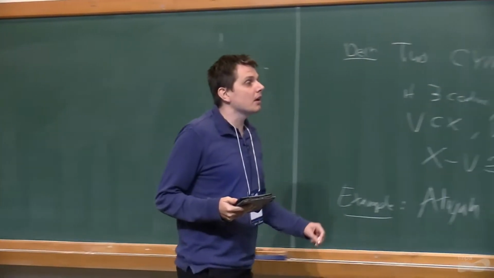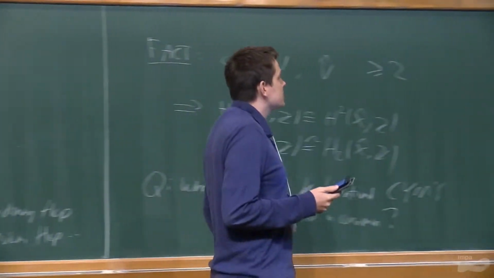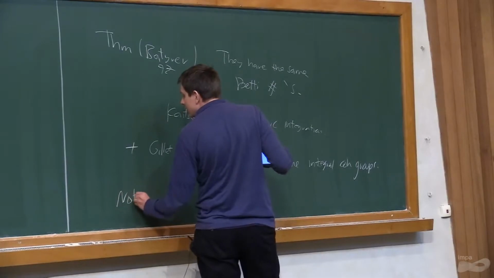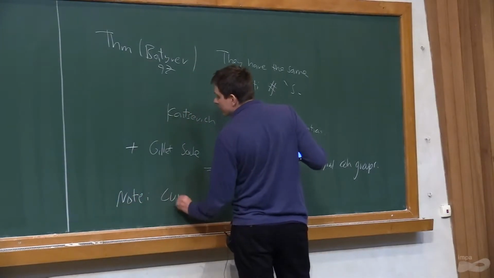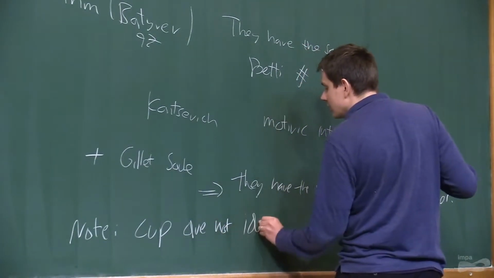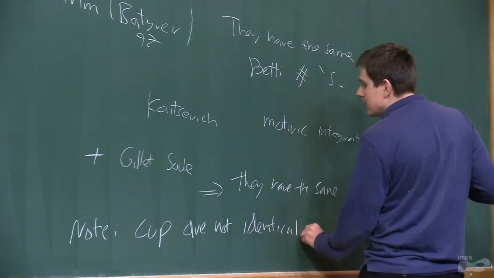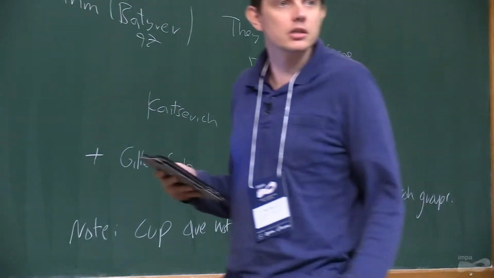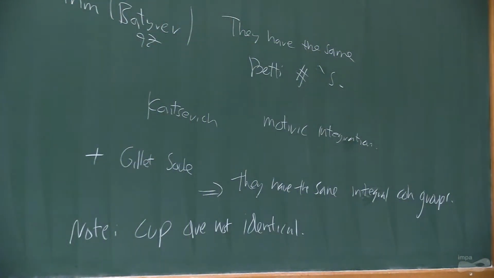So you might think, well, what other topological invariants are there? Well, you could look at, say, the cup product, and there's a fact which is that the cup products are not identical. So they can be different. There are examples of two smooth projective varieties with different cup products, but they're birational to each other.